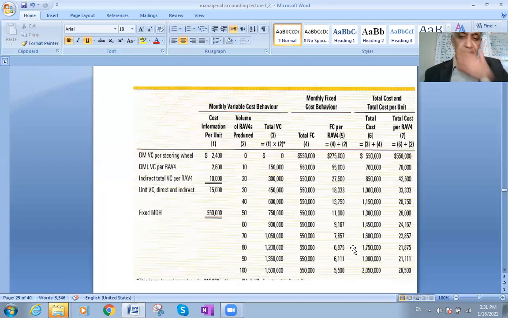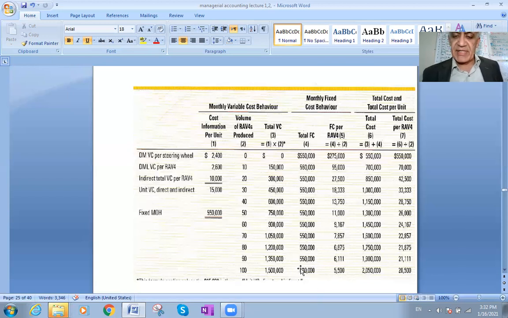So I will do the same. The variable cost for the first level was 0, and 550,000 for the fixed cost, so the total will be 550,000. The second one, the variable cost was 150,000 and the fixed cost was 550,000. This comes to 700,000. The third and the fourth are the same, all the way down.